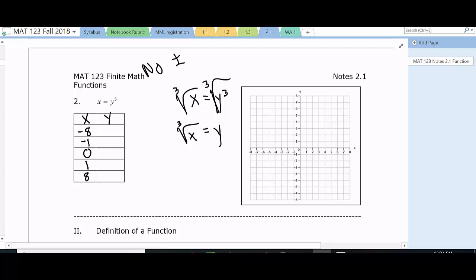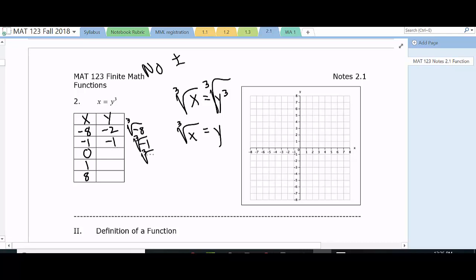We don't do the plus or minus because it's an odd root. So this would go like this. If we do the cube root of -8, tell me what number you would multiply out 3 times that would give you -8. -2, good. So you're just doing it backwards in your head. What number would you multiply out 3 times that would give you -1? -1. -1 times -1 times -1 is -1.